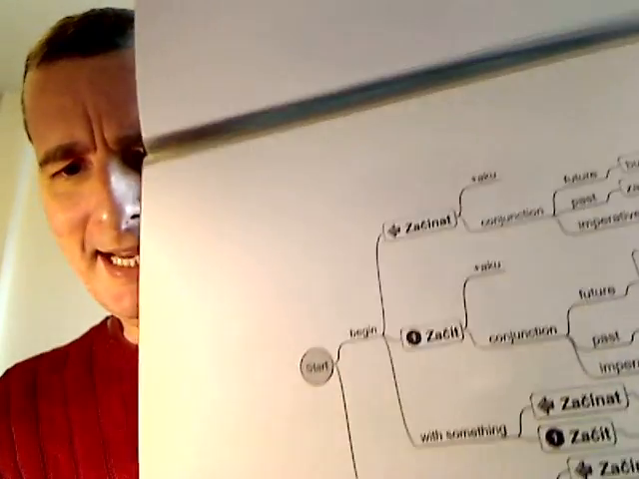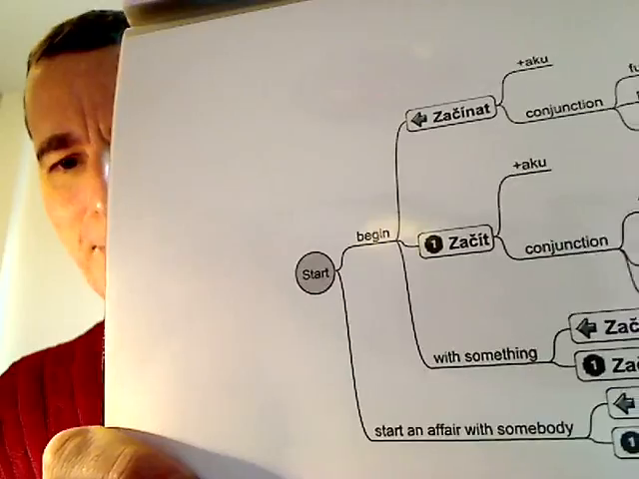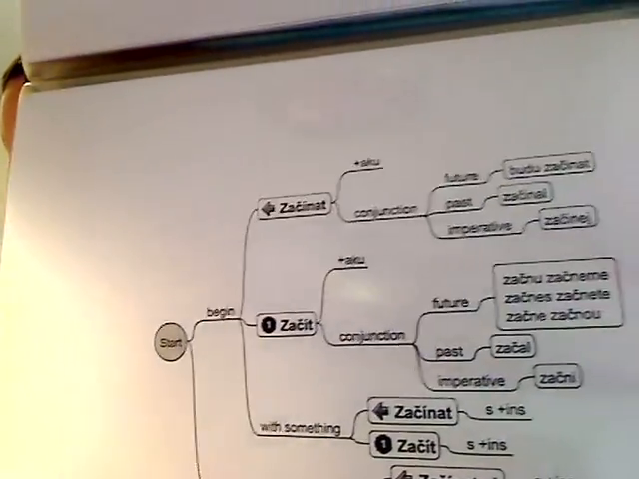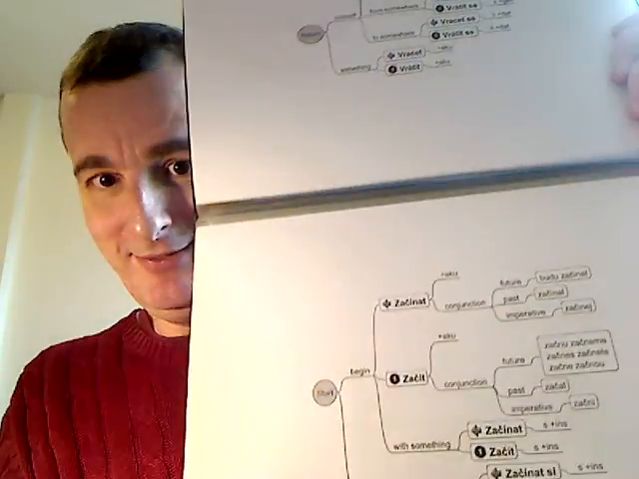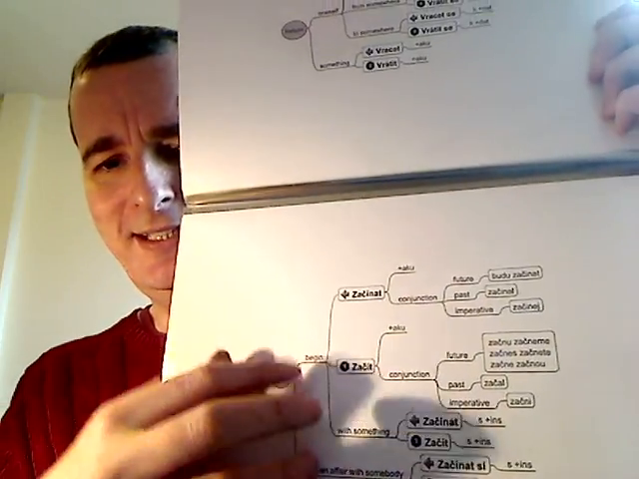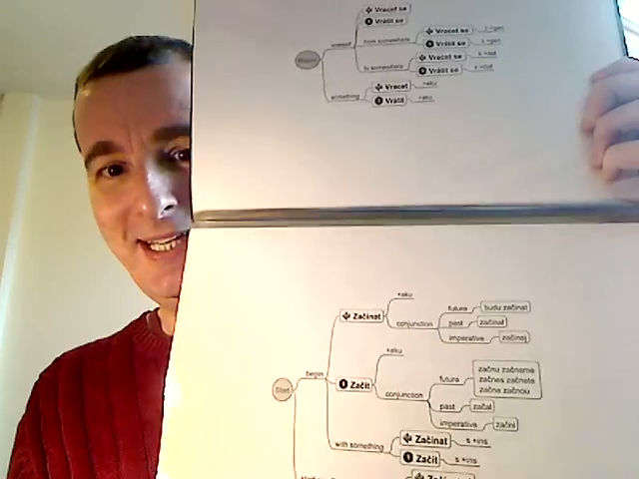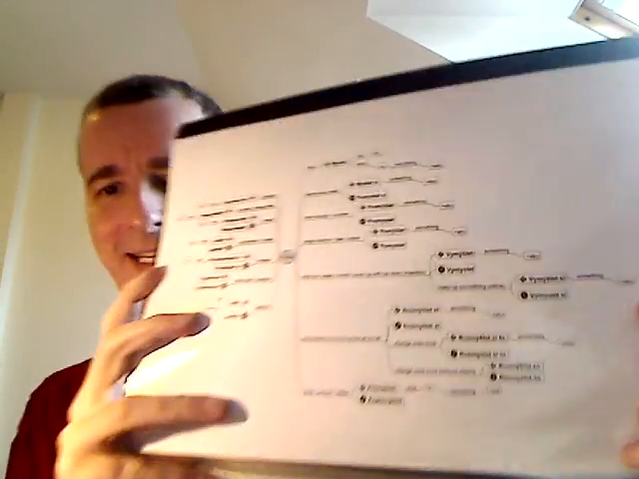Now, that's a simple case, but some of them get more complicated. So here, to start with something, to start an affair with somebody. Again, don't worry about the particular content here. It's only relevant to people who have been studying Czech. But you can see that it's just these fingers branching out with connections between things. They start to get very complicated.